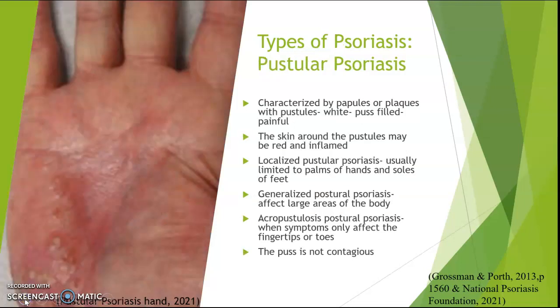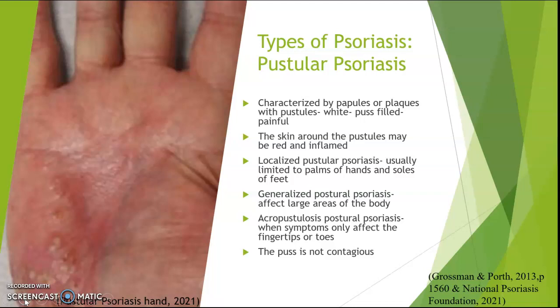A third type of psoriasis is pustular psoriasis. This kind of psoriasis is characterized by papules or plaques with pustules. The pustules can present as white, pus-filled, painful bumps, and the skin around them may be red and inflamed. The pus in the pustules is not contagious. The different types of pustular psoriasis are localized pustular psoriasis, generalized pustular psoriasis, and acropustulosis.